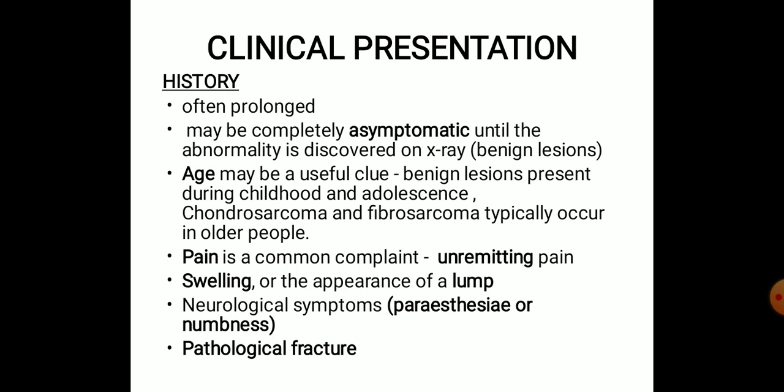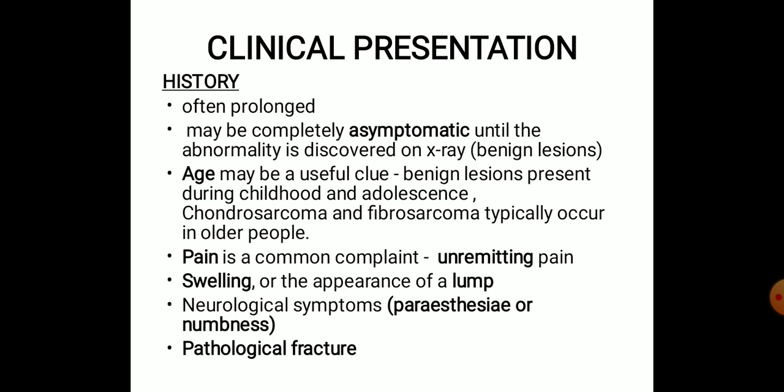So because it's an abnormal growth in the bone, pain may be caused by rapid expansion with stretching of surrounding tissues, or maybe because of central hemorrhage or degeneration in the tumor. So there will be pain, but the type of pain will be unremitting. It is mainly caused by the stretching of surrounding structures, and there will be a swelling or lump.